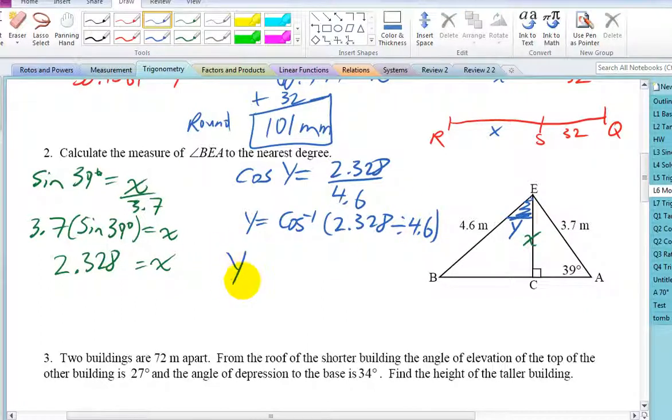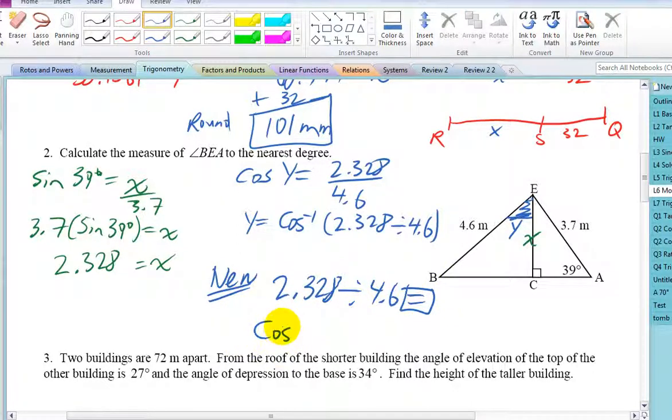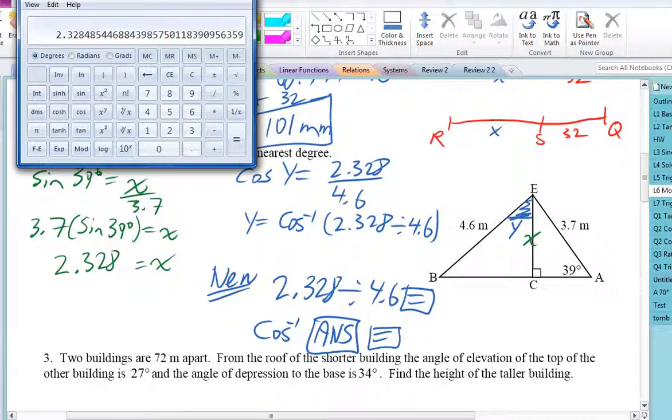Okay, so calculator issues. Look up here. If you have a new calculator, this is harder to do. What you want to do is take your decimals, 2.328, all of them, divide by 4.6, press equals. Then go cos^-1 and press your A and S button, and then equals. If you have an old calculator, watch me. It's so easy. You take your decimals, go divide by 4.6, press equals. Now for us, it's in the right spot. So we just go inverse cos, and we get 59.5894.